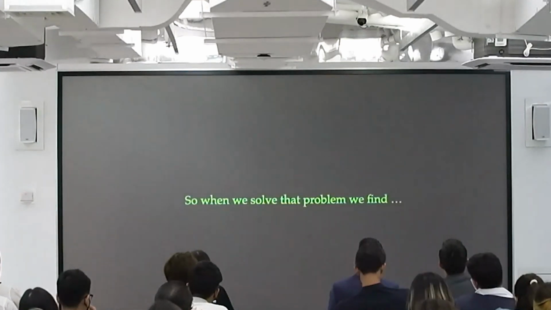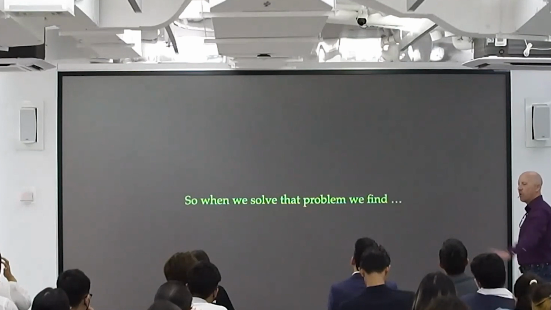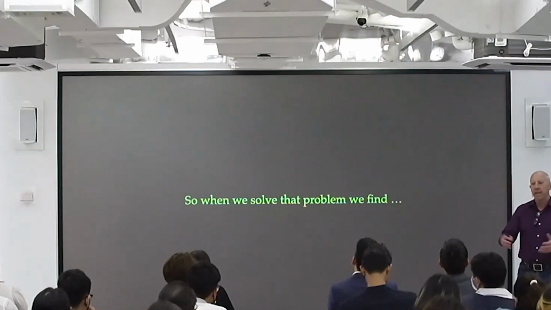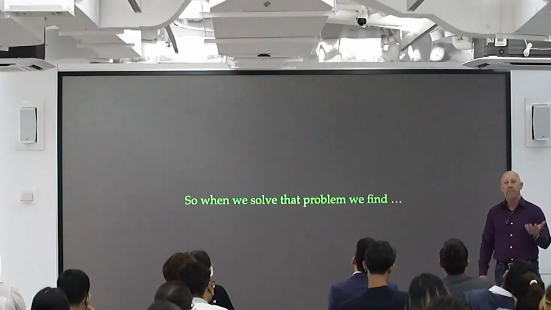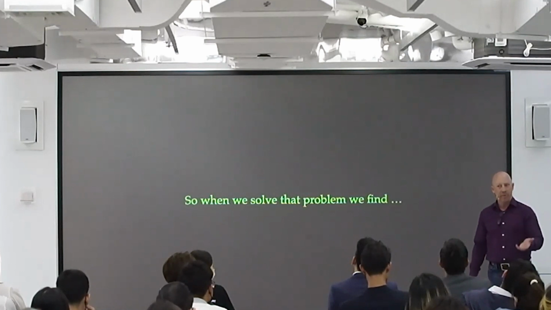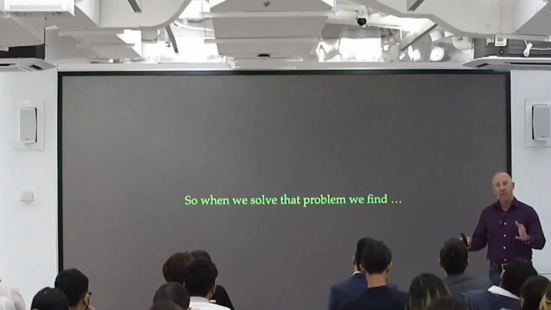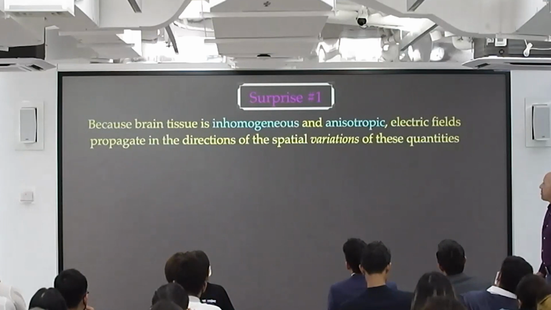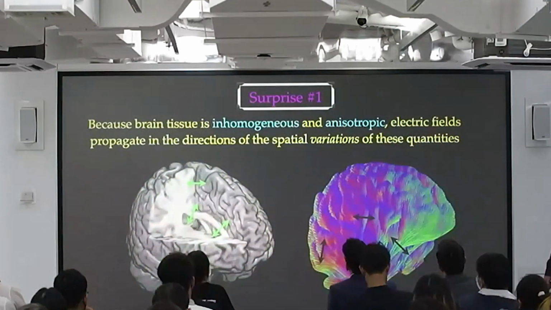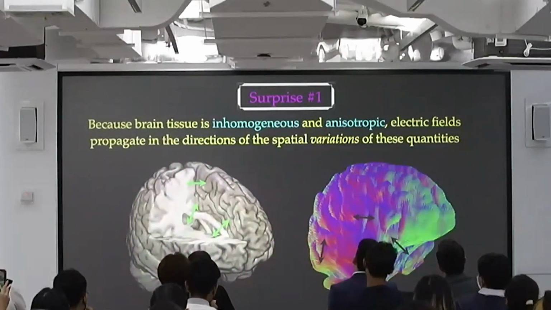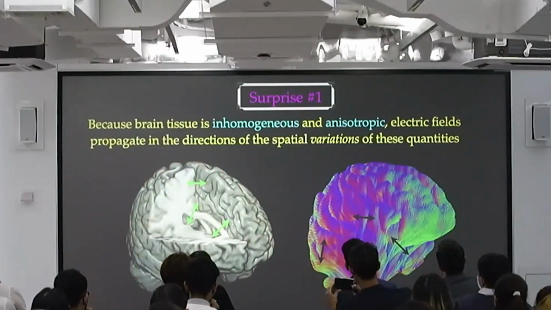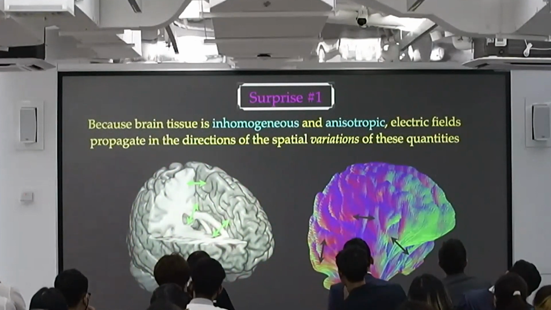I'm skipping over a lot, but you can actually solve this problem. You can look at the brain tissue, and you know from MRI the different tissues all have different electromagnetic properties, conductivity, permittivity, standard material stuff, but they're very highly structured. So you can actually solve this problem. And what you find is surprise number one: because it's inhomogeneous and anisotropic, fields propagate in the direction of the spatial variations of these, what we call the gradients of inhomogeneity and anisotropy.